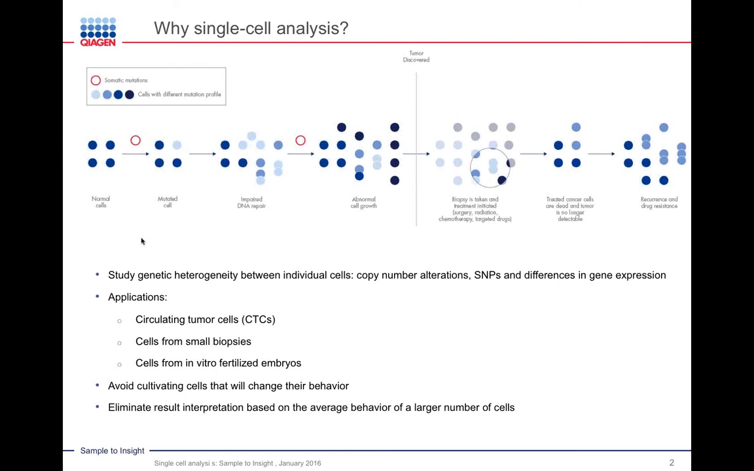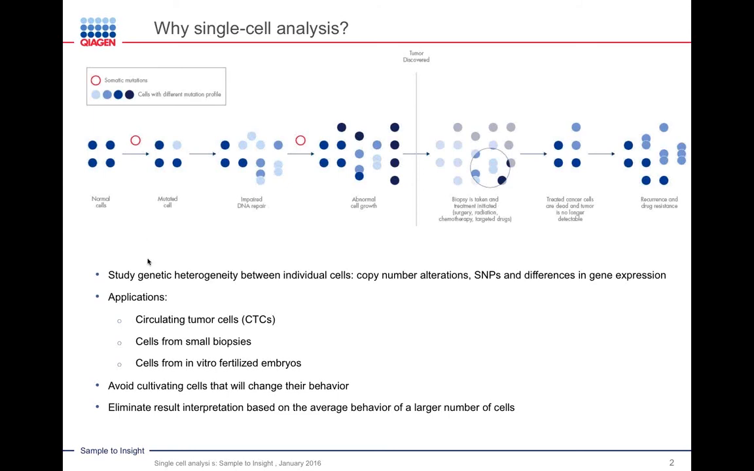So one wants to be able to really focus on an individual cell, understand the unique characteristics of that cell, and eliminate results that are based on an interpretation of average behavior of a large group of cells versus the behavior of an individual. The other is also useful, but it's important to know both.